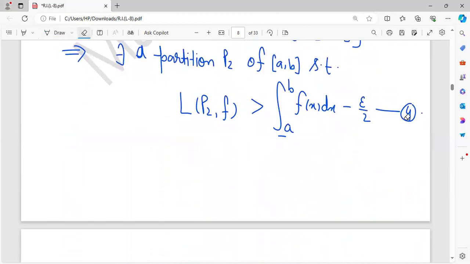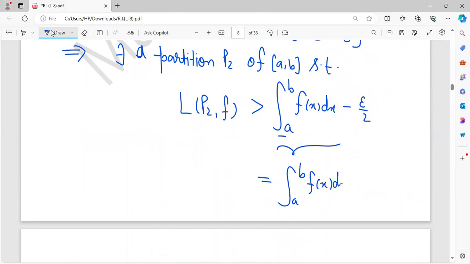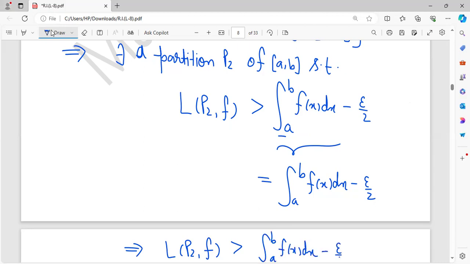Same here. You write here the value of this because the function is Riemann integrable. So this is equal to the integral, which implies L(P2, f) is greater than the integral from a to b of f(x) dx minus epsilon by 2. This is equation number 4.